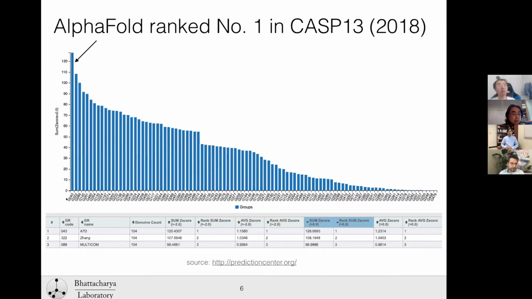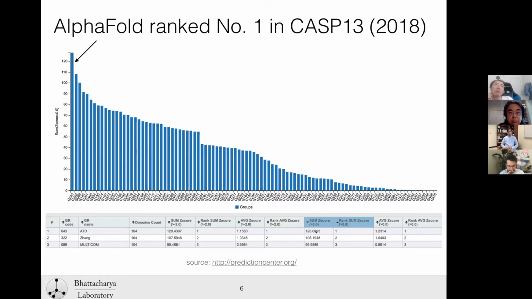In the figure, what you see on the x-axis are the different groups participating in the CASP 13 structure prediction experiment. There are around 100 of them. And on the y-axis is the overall performance of the various methods. AlphaFold actually ranked #1 in CASP 13. And the difference between the overall performance of AlphaFold and the next best method is quite substantial.